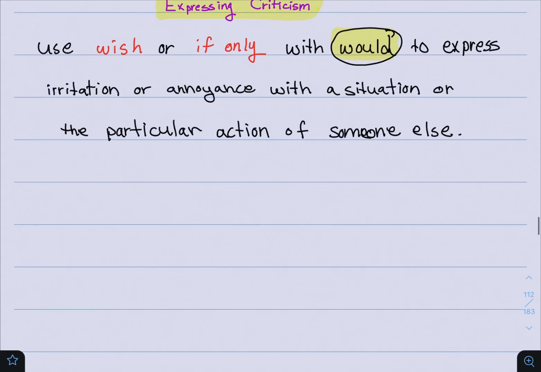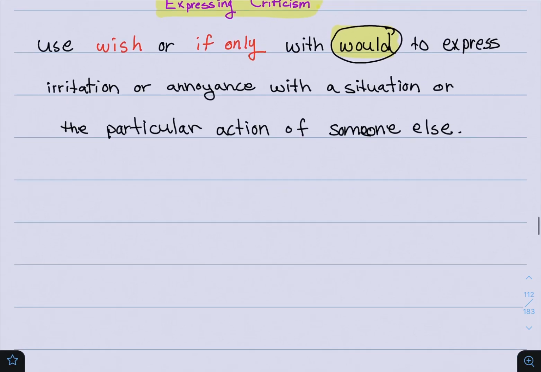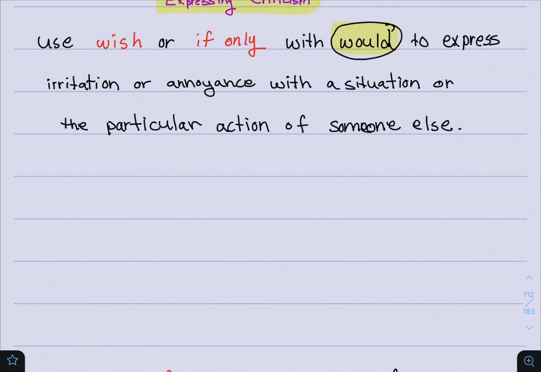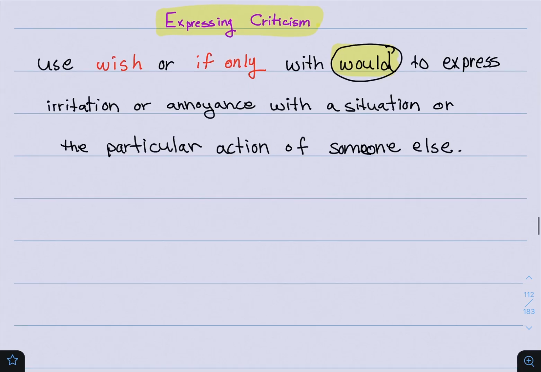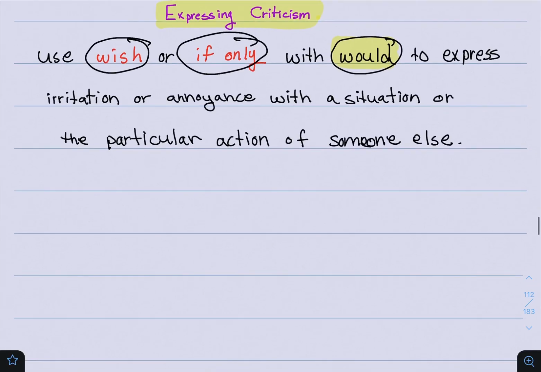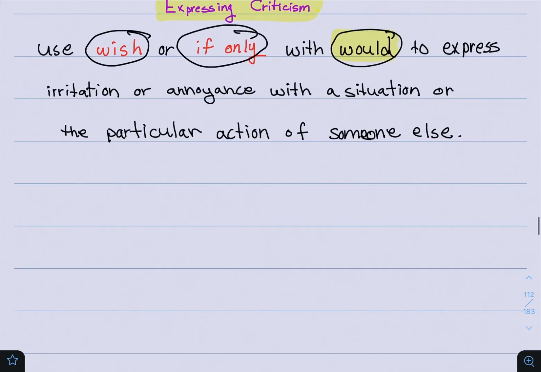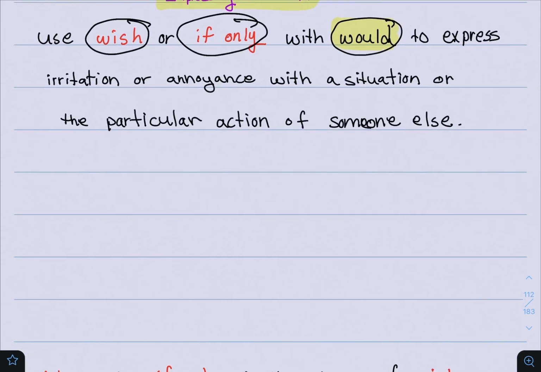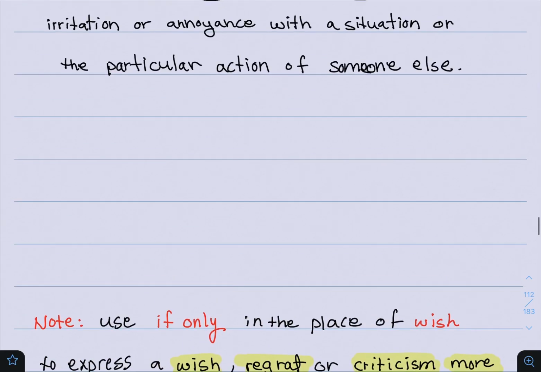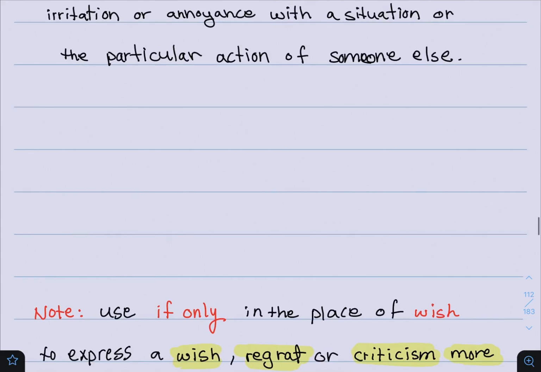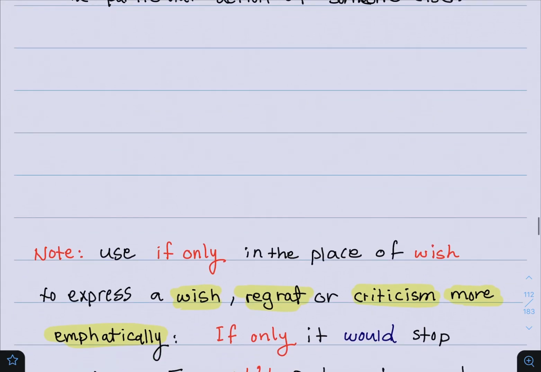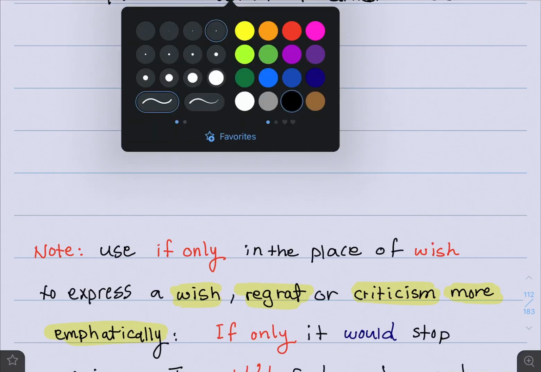Now let's move on to expressing criticism، التعبير عن النقد. So we use wish or if only with would to express irritation or annoyance, okay, with a situation or particular action of someone else. طبعا لما أعبر عن الناقد ممكن أستخدم wish أو if only مع would للتعبير عن الانزعاج أو التعبير إنه أنا منزعجة من موقف معين أو من شخص معين أو موقف من شخص معين. Now let's take a look here. I'm gonna give you a couple of examples in order to explain to you what do we mean by that.